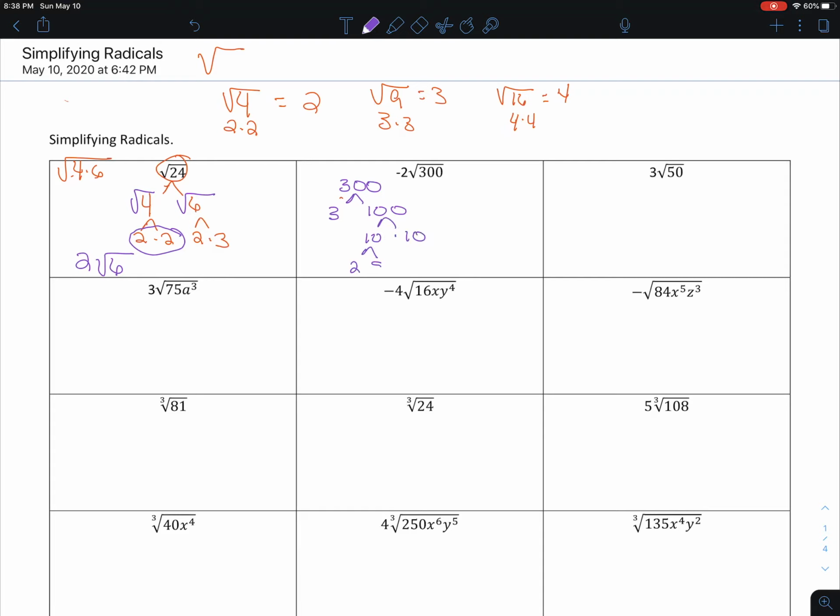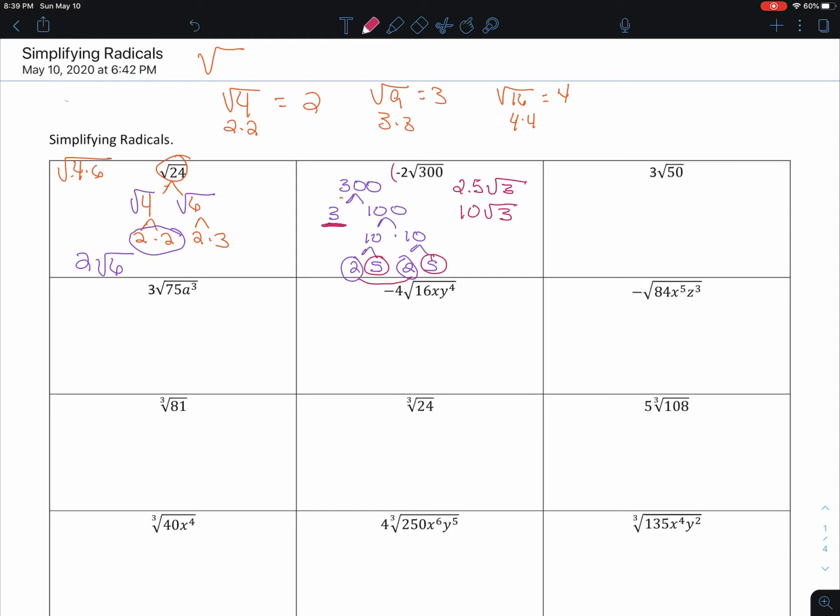Which is 2 and 5, and 2 and 5. So what are my pairs? Well, I have a pair of 2s, and I have a pair of 5s. So the pairs are coming out. 2 times 2 comes out as 2, 5 times 5 comes out as 5, and then what stays home? What is left stays home. So I can write that the square root of 300 is 10 times the square root of 3.